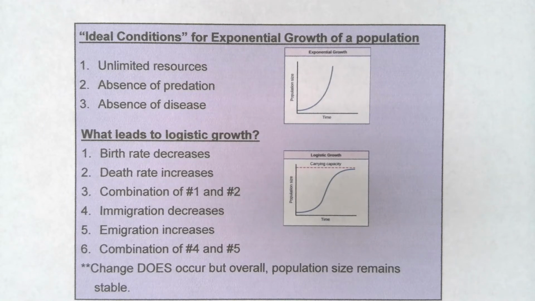Again, the definition of it's on the one that follows this. But when we talk about exponential growth of a population, essentially this population is able to grow pretty consistently because there are unlimited resources.